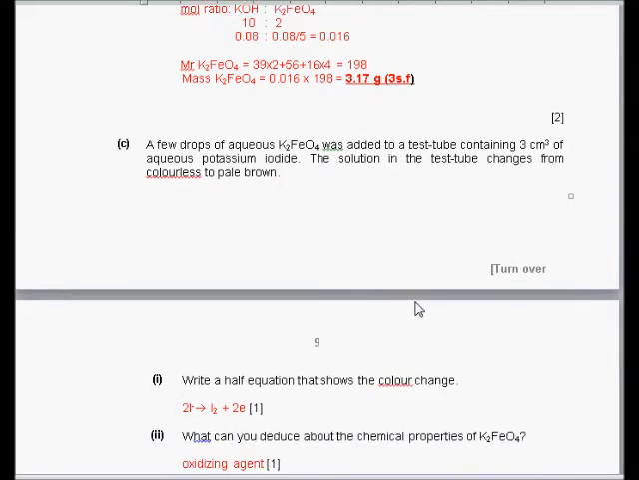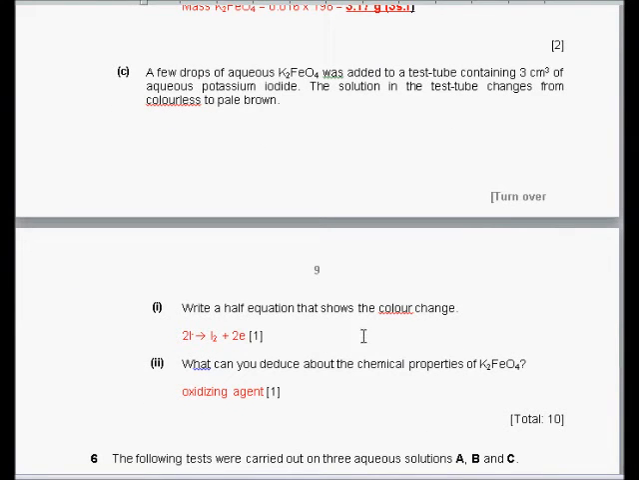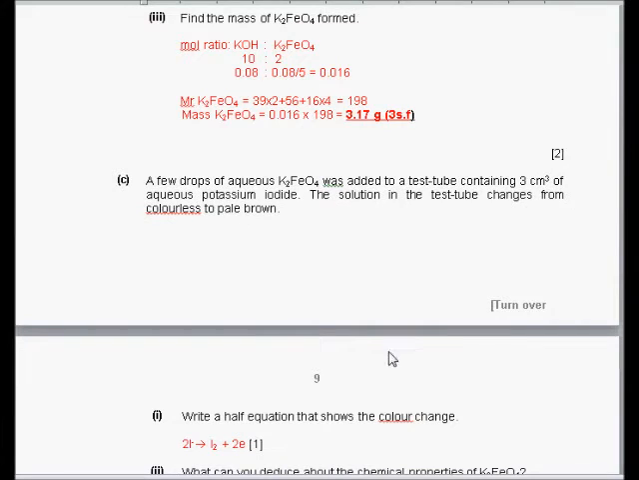Okay. Then for part C, write the half equation that shows the color change. And what would be the color change? It says that a few drops of aqueous K2FeO4 was added to a test tube containing potassium iodide. And you know that this potassium iodide is used to test for oxidizing agent. And the color change: potassium iodide is colorless and it will change to brown, which is due to the presence of I2. So I minus here will change to I2.